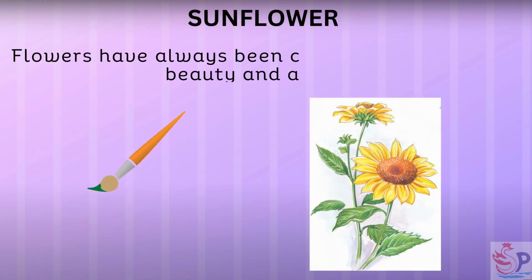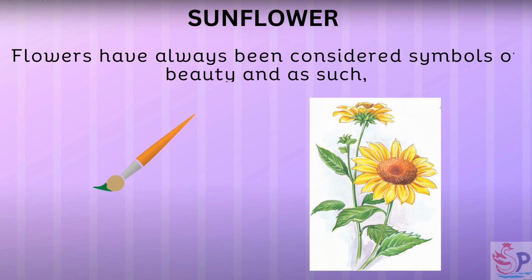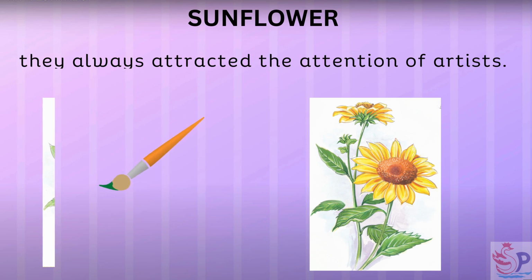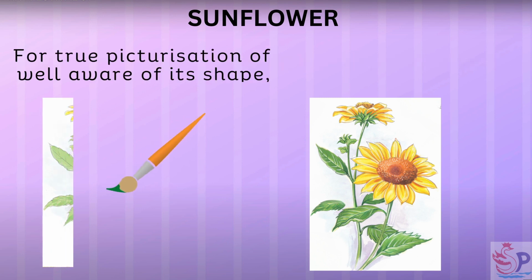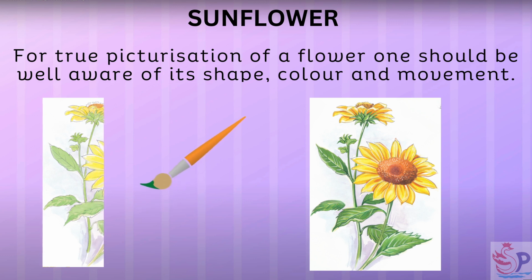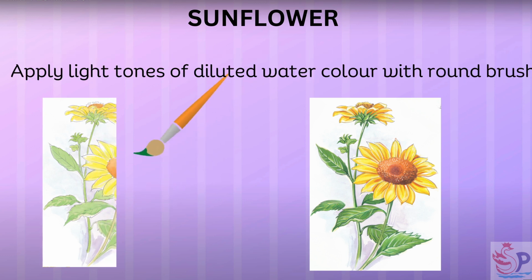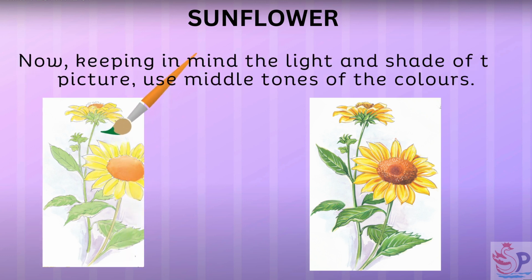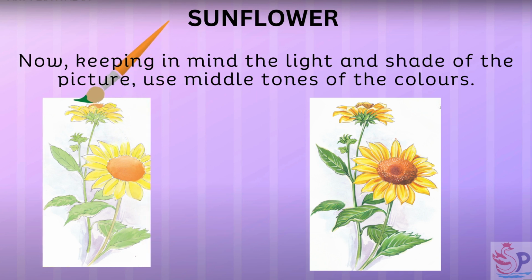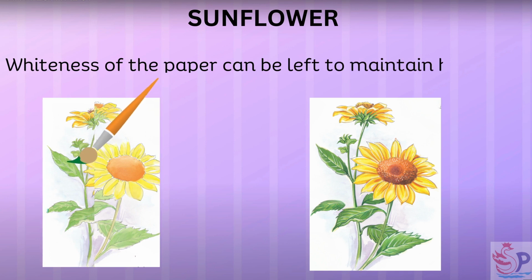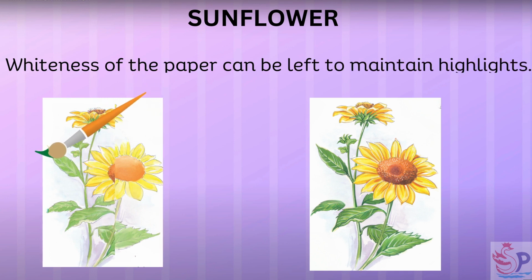Sunflower. Flowers have always been considered symbols of beauty, and as such, they have always attracted the attention of artists. For true picturization of a flower, one should be well aware of its shape, color and movement. Apply light tones of diluted watercolor with a round brush. Now, keeping in mind the light and shade of the picture, use middle tones of the colors. Whiteness of the paper can be left to maintain highlights.